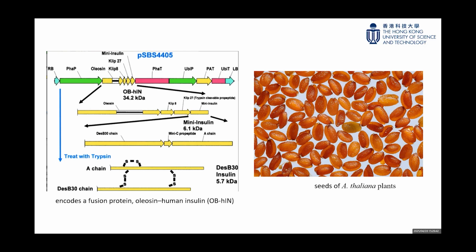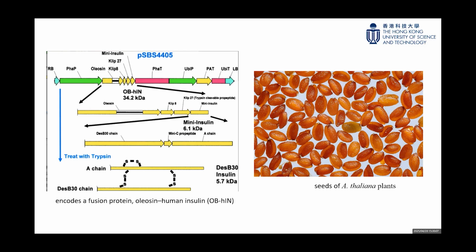Oil bodies are storage organelles inside the oil seed, which consist of a hydrophobic triacylglycerol core encapsulated by a phospholipid membrane and an outer wall of proteins known as oleosin.